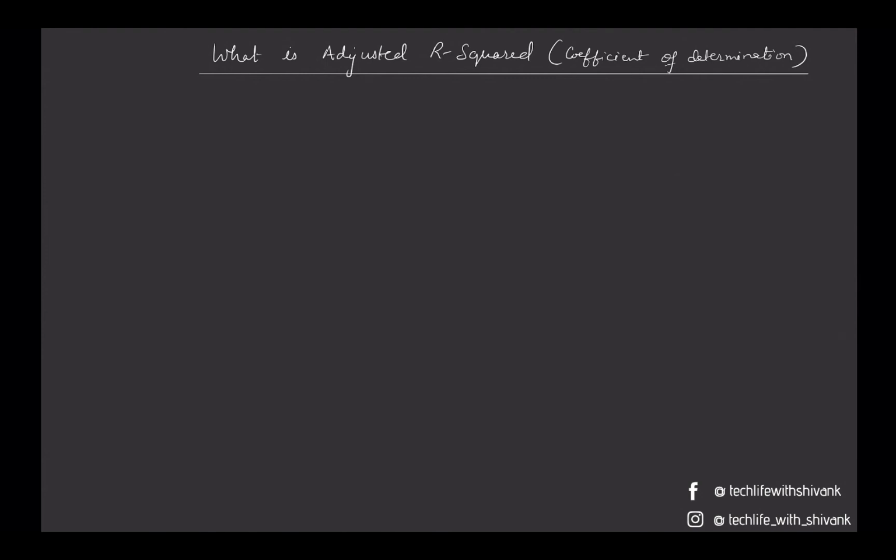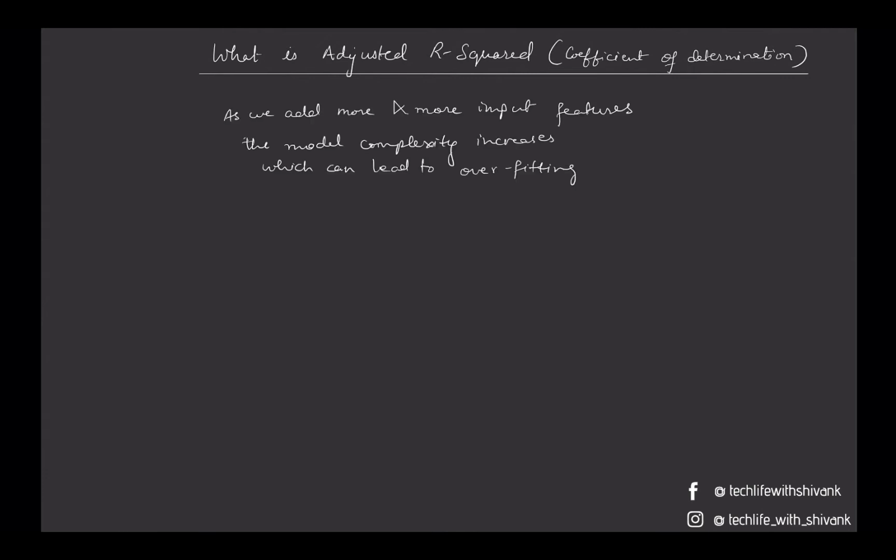Hi, in this video we will be looking at adjusted R squared. So the problem with R squared is that as the number of input features increases, the R squared value on the trained dataset always increases because our model is getting more and more complex.